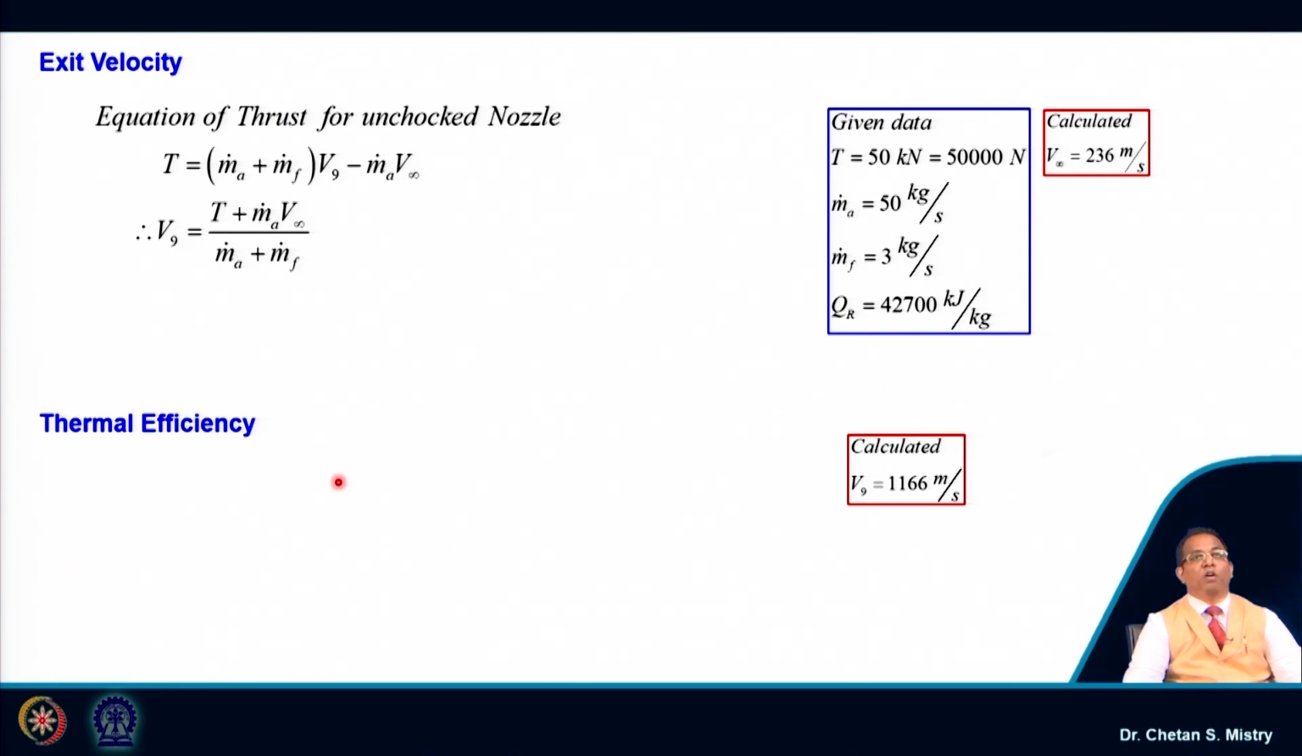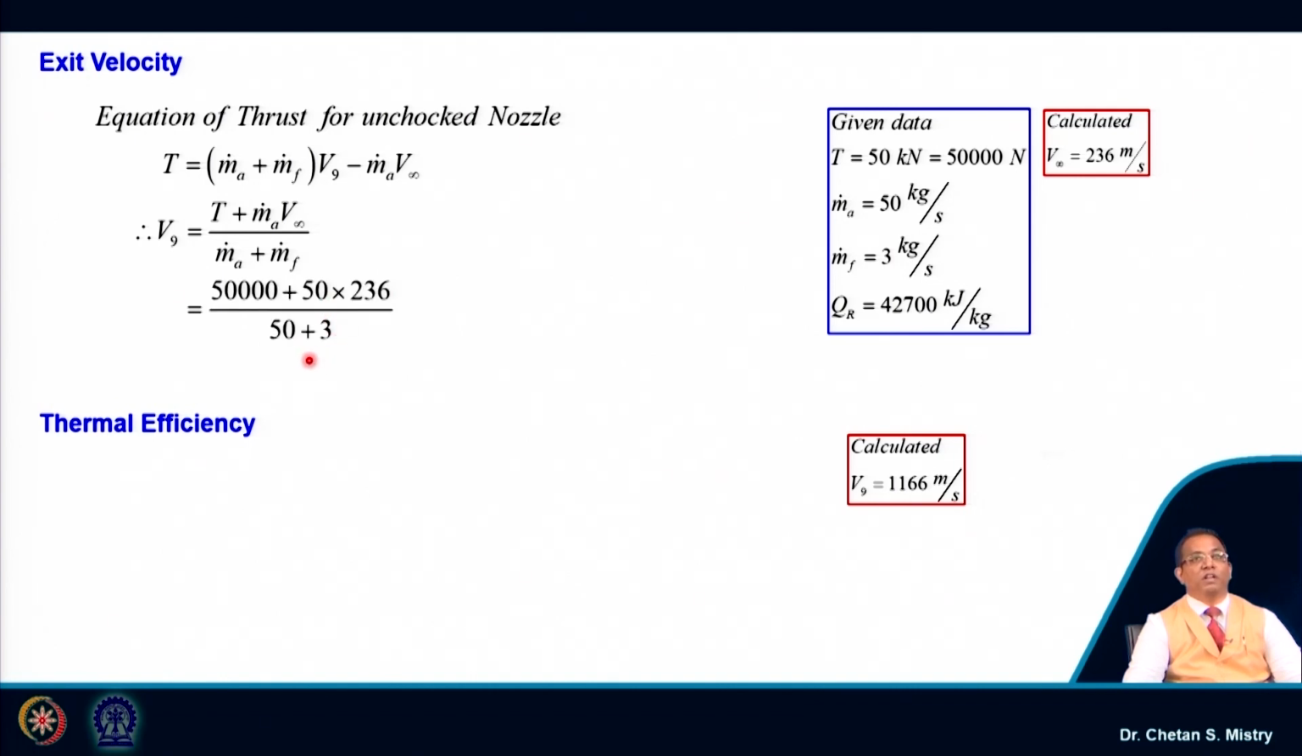Now, after doing all this, we are more interested in calculating our efficiency terms: thermal efficiency, propulsive efficiency, and overall efficiency. To calculate all these efficiencies, we need to know our exit velocity. Now, we have our fundamental equation available. It says my thrust is given by ma plus mf into V9 minus ma into V infinity. Suppose I consider it an unchoked nozzle, that will give me the formula for V9.